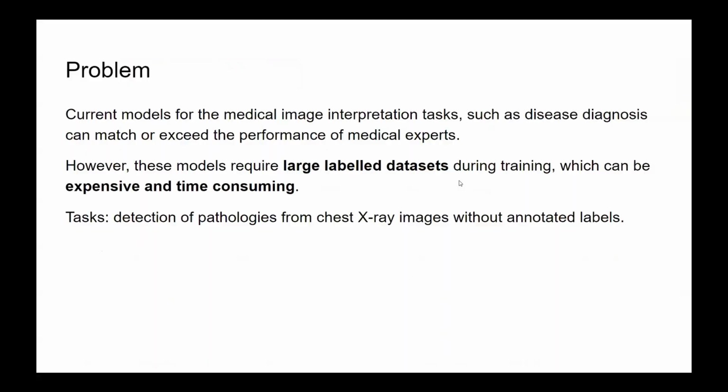The problem that this paper tries to solve is that although current models for medical image interpretation tasks, such as disease diagnosis, which is basically a classification task, can match or even outperform medical experts, most of these models require large labeled datasets during training, which can be expensive and time consuming because those labels require expert knowledge. So in this paper, they choose a specific task. They hope to detect pathology from chest X-ray images, but without annotated labels.